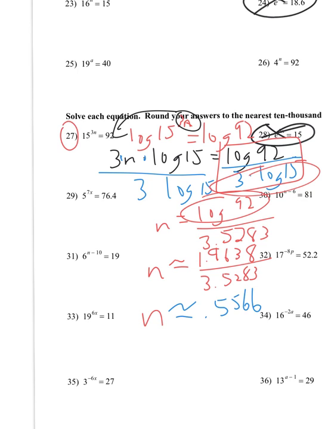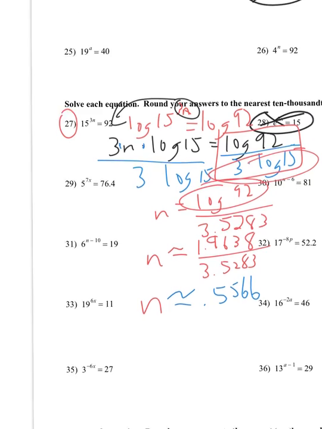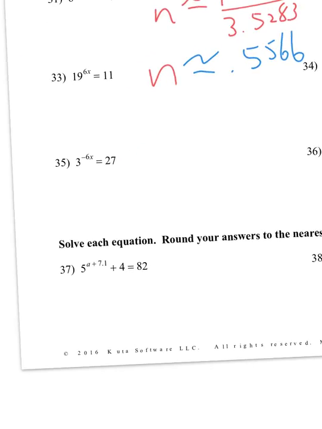So if I actually plug that back in and took 3 times that 0.5566 and then took 15 to that power, it should be about 92. So we're solving for a variable that's up in an exponent. Okay, let's go down and we'll do the bottom one on this, 37.